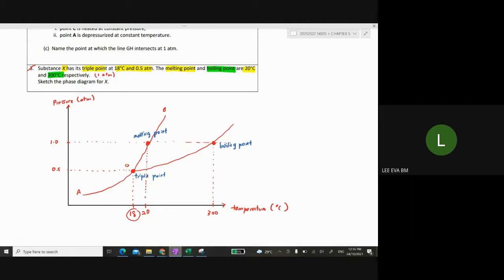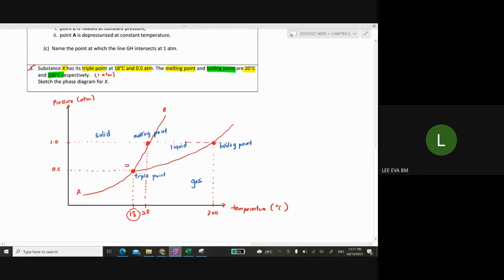Phase. What phase do I have over this region? The first region over here is solid. You cannot just put a symbol, you must write solid. If you write S, L, G it is not accepted, it must be written in full. And then after that, over here is our liquid. And how about the next one? The last phase over here is gas, or if you label vapor, that is accepted.